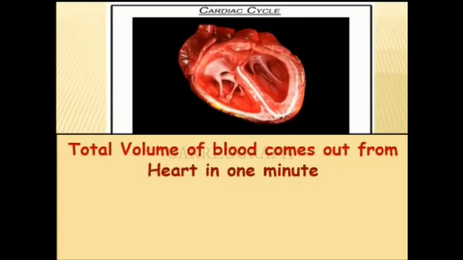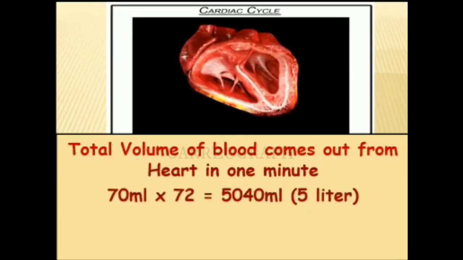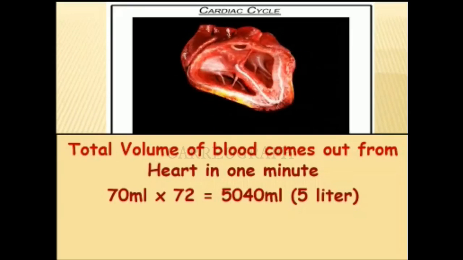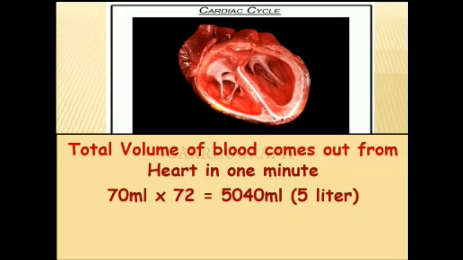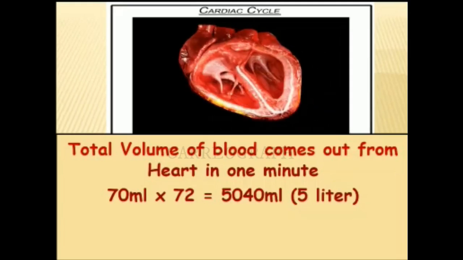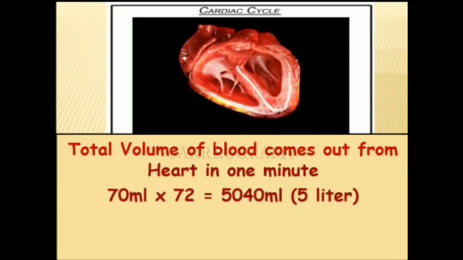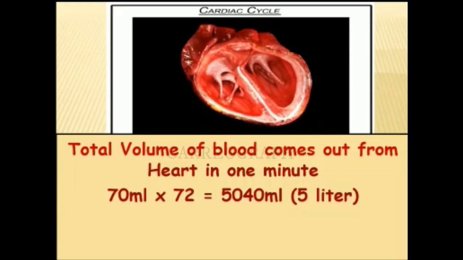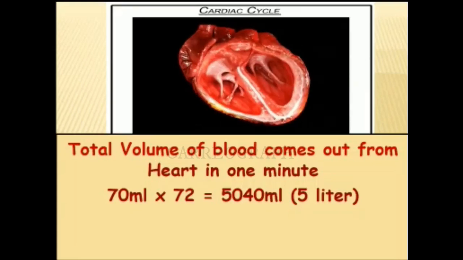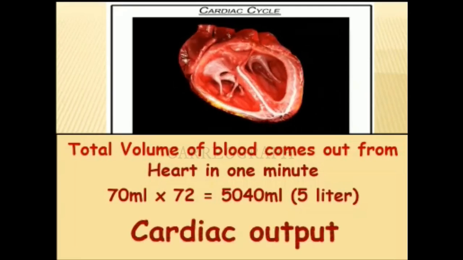Friends, we have seen that in one heartbeat 70 ml of blood comes out, and we have also seen that in 1 minute we have 72 heartbeats. Therefore, in 1 minute we will get 5040 ml of blood which will come out from the heart in 1 minute. See friends, the total volume of blood which comes out from the heart in 1 minute is called cardiac output.